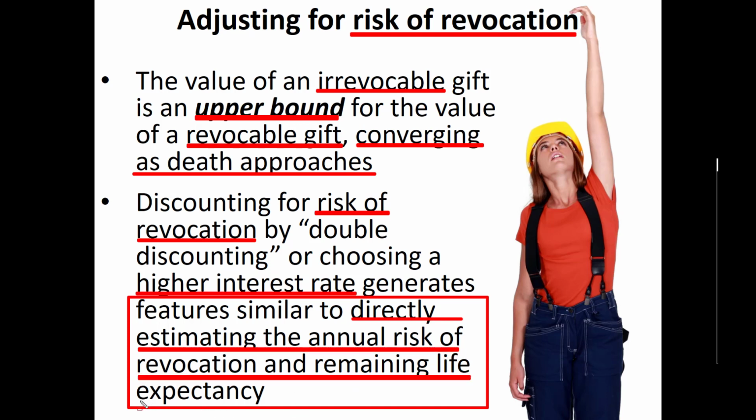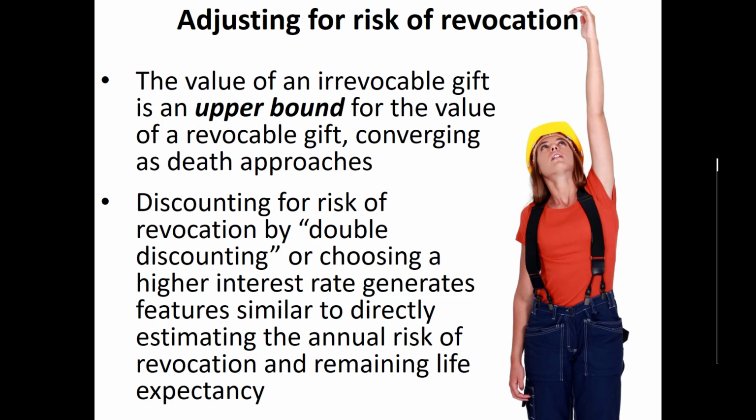Essentially, you could be an actuarial, wonky person like me, and you could say, let's actually do this right. Let's directly estimate the annual risk of revocation and the remaining life expectancy. But what I'm telling you is that if you just do one of these two things, either double discounting or using a higher interest rate, it's going to create the same result. You're going to be in the right ballpark of doing this complicated thing if you just do this simple thing. So let's look at these a bit more in detail now.